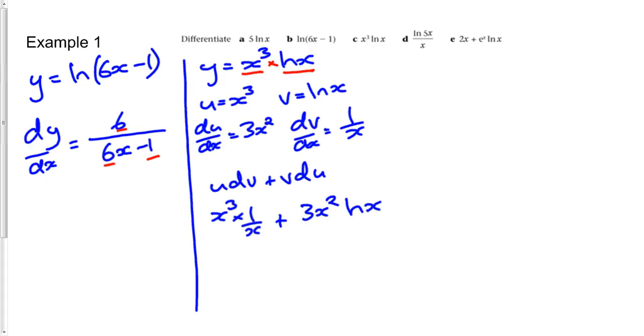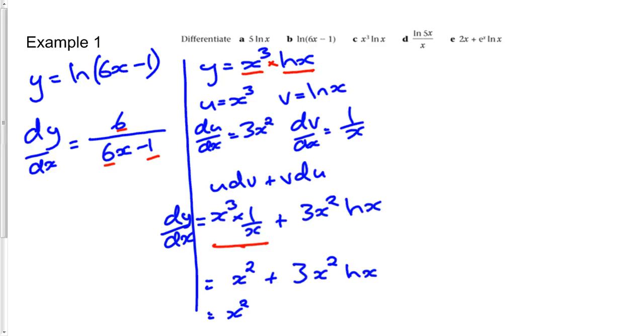So that is dy by dx once we've differentiated. If we then simplify the first bit here, we get x squared, then the second bit stays as it is, so plus 3x squared log x. And again, what we then do is simplify it by factorising out the x squared, and we get x squared bracket 1 plus 3 log x.